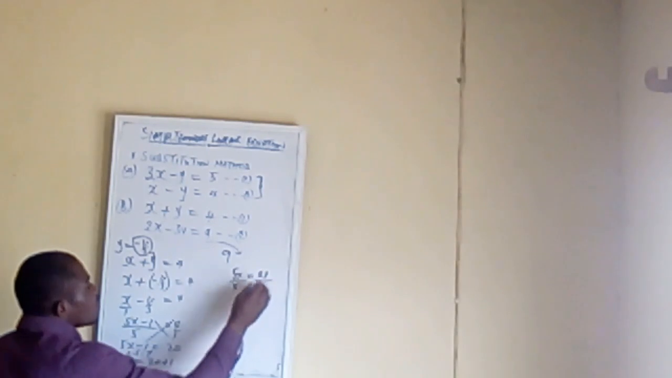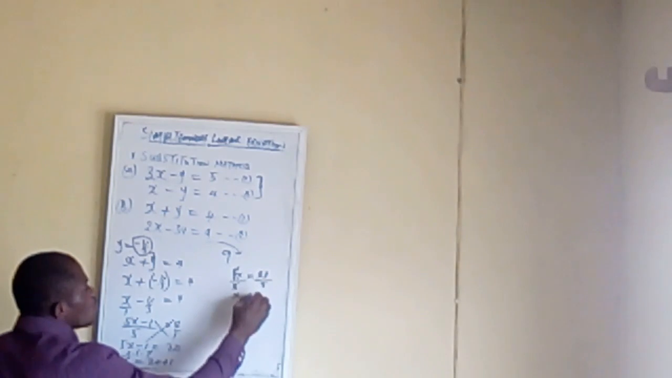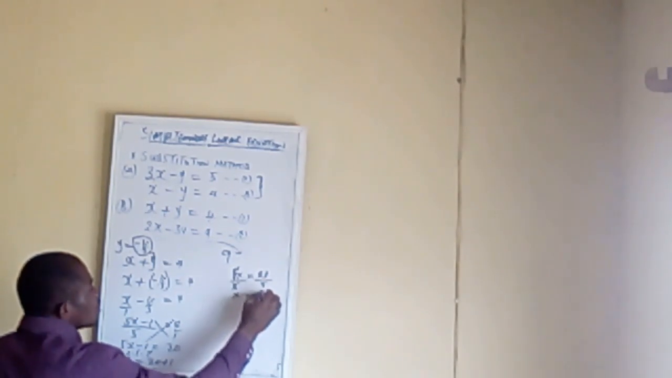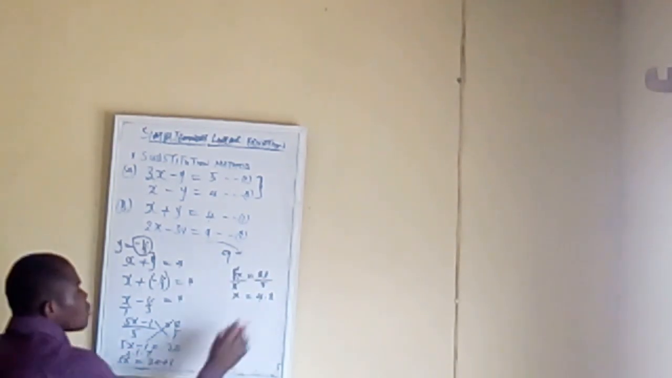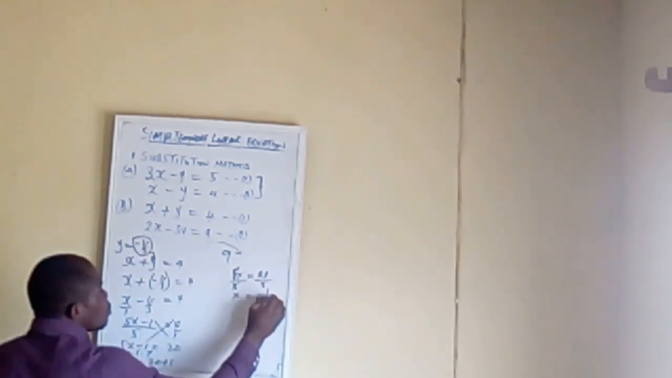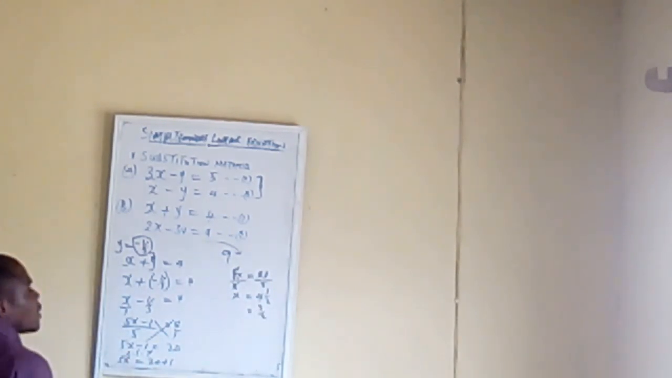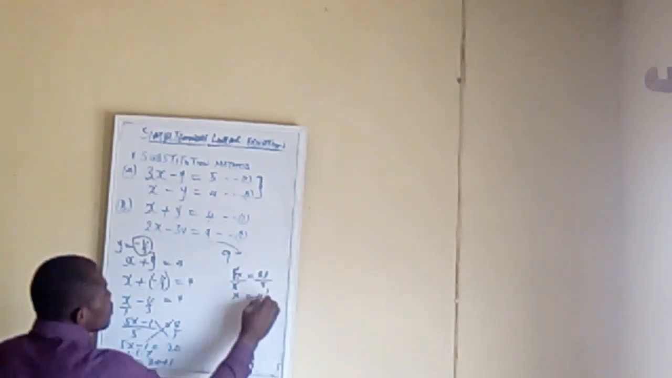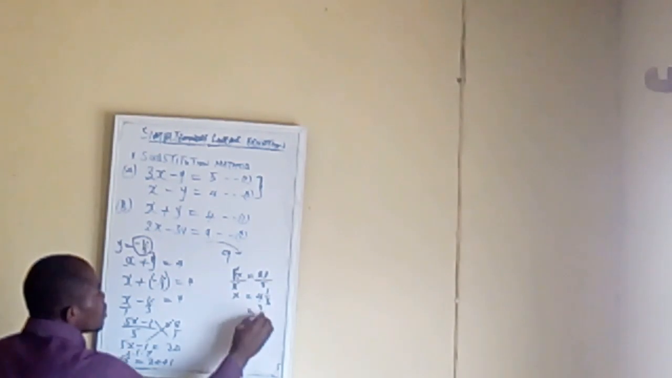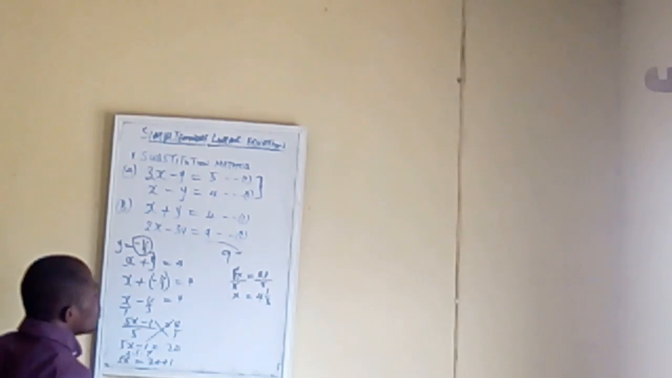Then you can now divide both sides by 5. You have your x to be equal to 4.2, or 4 whole number 1 over 5, which is the same thing as 21 over 5.